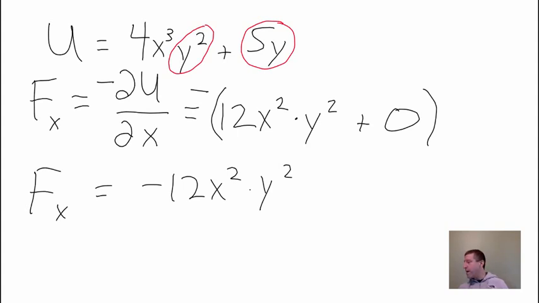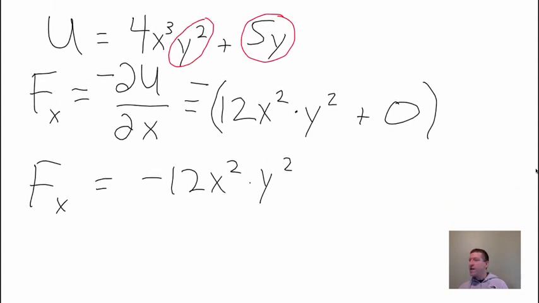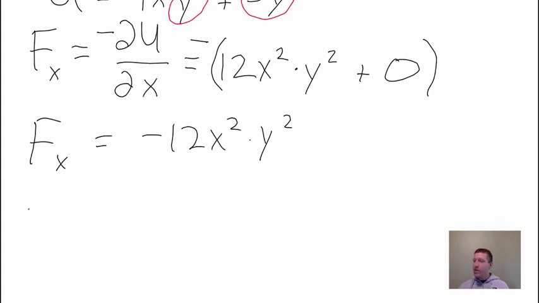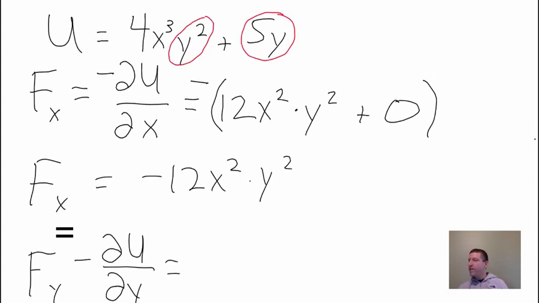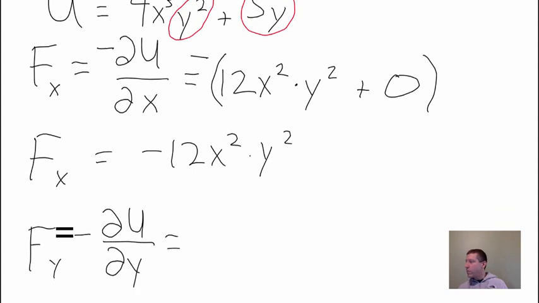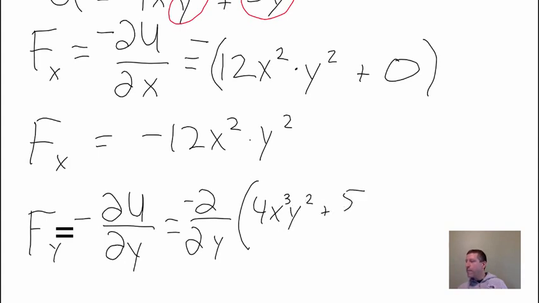Similarly, if we want to find the force in the y direction, we got to take that same function and take the negative partial derivative in the y direction. So Fy will be negative round U round y. That's not a 2, it's a round d. And what will that be? Well, let's take another look at this. Here's our expression. I'll rewrite this so we don't have to look up there. It's negative round y of the expression 4x cubed y squared plus 5y.